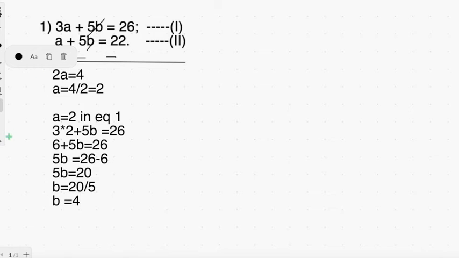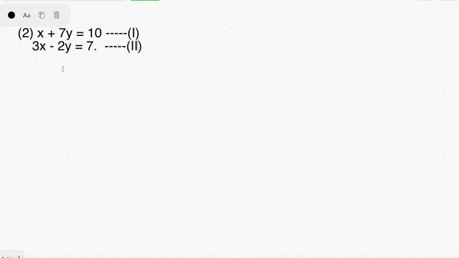So my final answer is a is equal to 2 and b is equal to 4, correct? This is the b value and this is the a value. So this was the first one. Let's move to the second one.